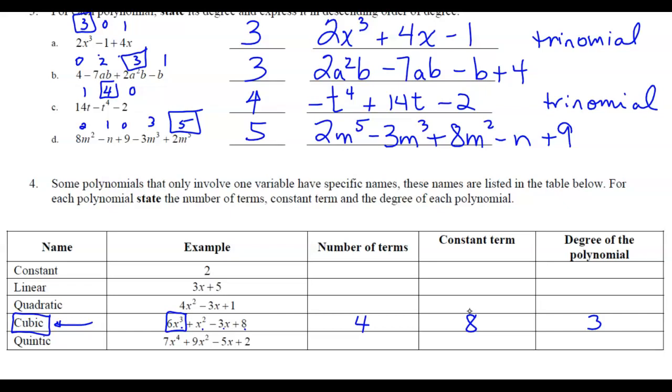Okay, the constant makes sense as well. We just talked about a constant term. It doesn't have a variable. In this case, it still has one term, and the constant term is 2, and the degree of that is 0, right? There's no variable there.